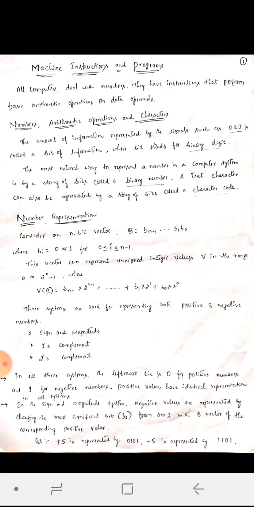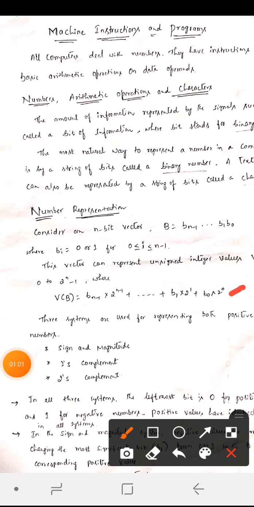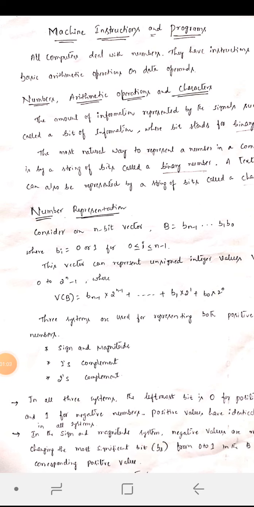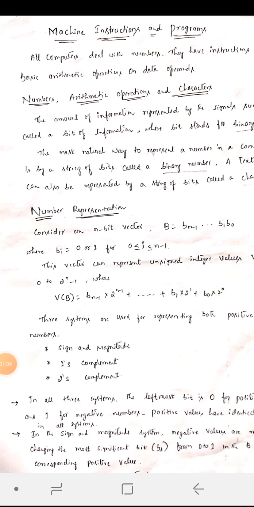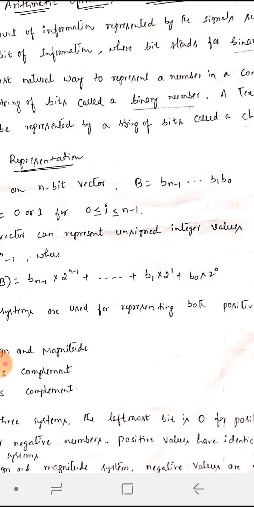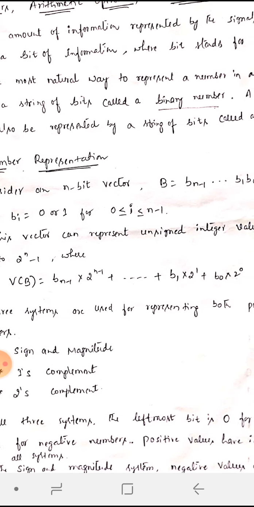Now we will look into the number representation where we are using both positive and negative representation for the computer system. Here we have tried to take a vector to represent an unsigned integer value. Unsigned here means that the number we are using is a positive number. The vector is written something like b0 into 2 power 0 plus b1 into 2 power 1, for n numbers, till bn minus 1 into 2 power n minus 1.